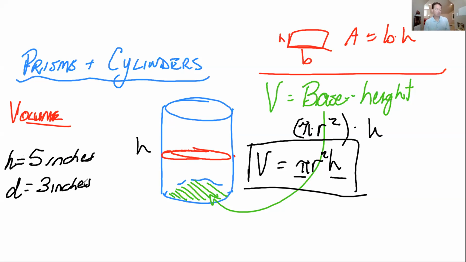So how much soup is in here? It says 18.6 ounces, but that's a weight. I want to know volume. So let's walk through how we would do this problem.